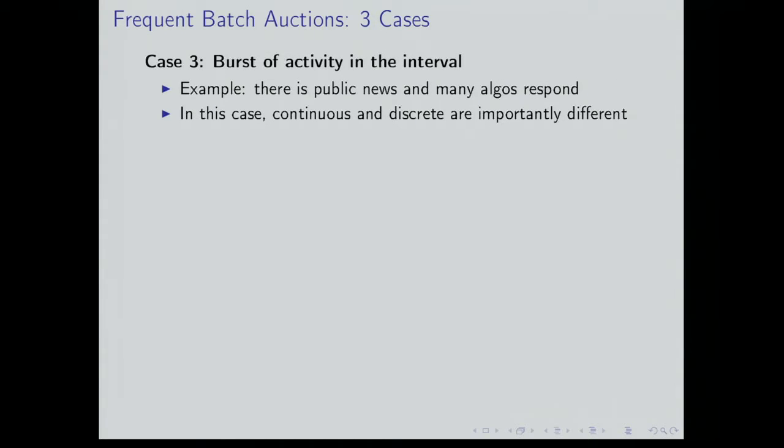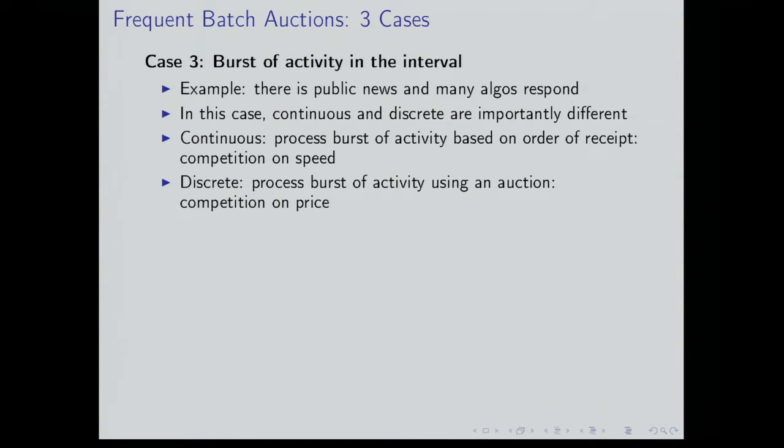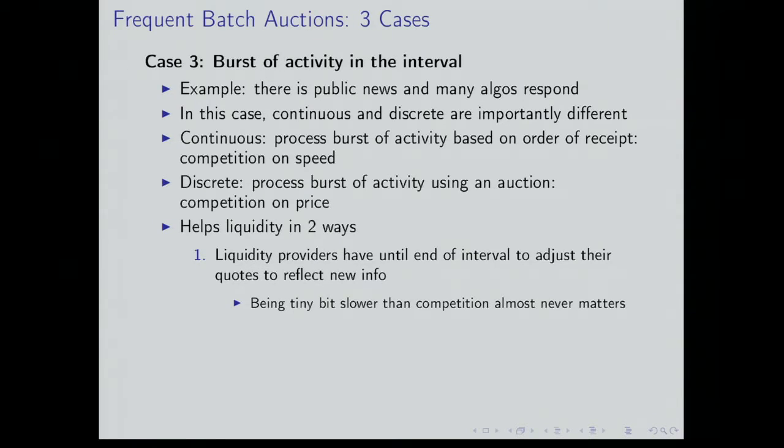And the third and quite different case is if there's a burst of activity in the interval. Say in this particular 100 milliseconds, there's a news event and lots of algorithms are responding. This is the case where continuous and discrete are quite different. In continuous markets, this burst of activity is processed based on speed competition, who's first to trade at the old price. In the discrete market, this burst of activity is processed using an auction. There's price competition. And this helps liquidity in two ways. One is, as a liquidity provider, I have until the end of the 100 milliseconds to cancel my quotes, replace them with new quotes, and prevent my stale quotes from getting entered into the auction in the first place.